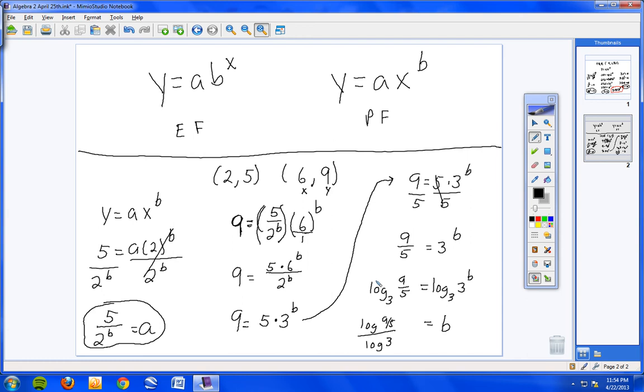So type that in your calculator, log of 9/5, be sure and close the parentheses, divided by log of 3, close the parentheses, and you should get 0.535, okay? So I'm going to go ahead and put 0.535. Now I'm going to have to open another screen here in a second, but now you found what b is. You solved for b. So now, remember what to do? Please follow my pen, guys.